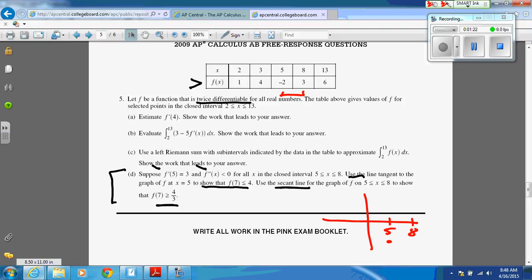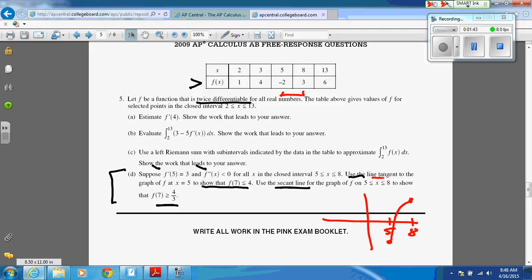We know that f of 5 is -2 and f of 8 is 3. And we're going to try to draw the curve so that it has a negative second derivative, that is, so that it's concave down, just like that. That gives us a preliminary understanding of what's going on.